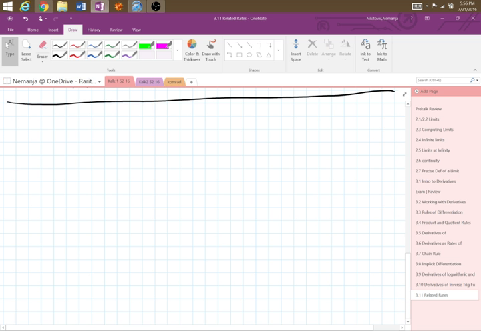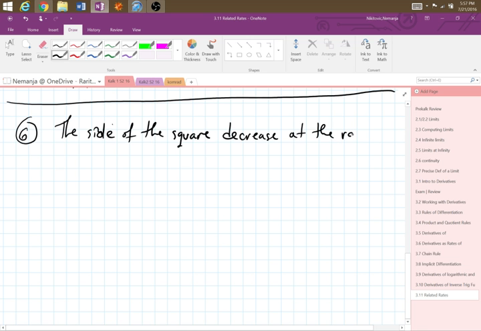So let's solve a very simple problem. Problem 6 is called a shrinking square. It says the side of a square decreases in length at the rate of 1 meter per second.